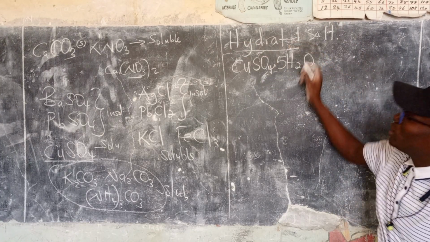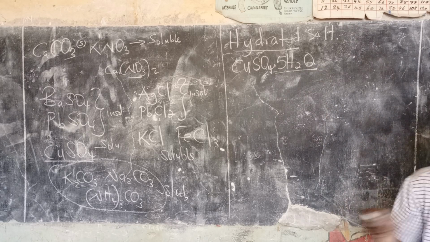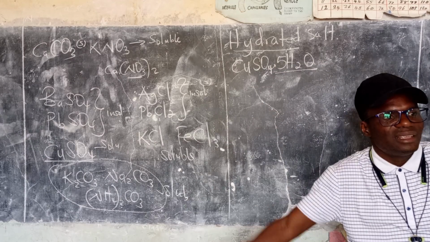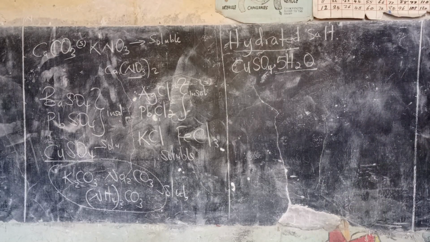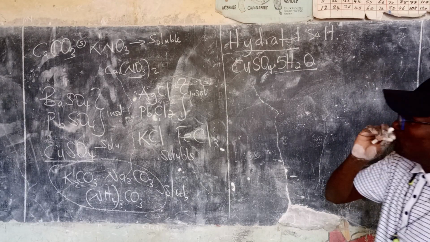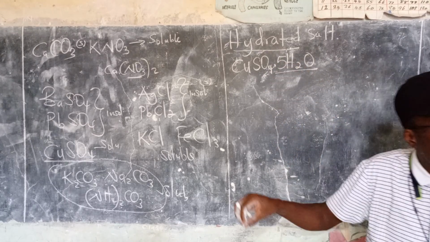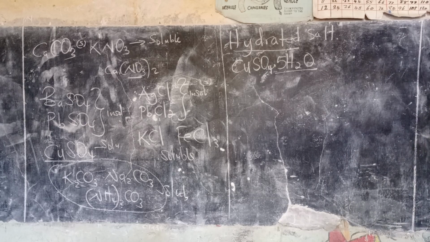Why is it hydrated salt? Because it contains what? Water. And the water that this contains is what we call water of crystallization. So you should know examples of hydrated salt. There is a question in the exam that comes under this: hydrated, anhydrous salt, efflorescence, those things, very important.